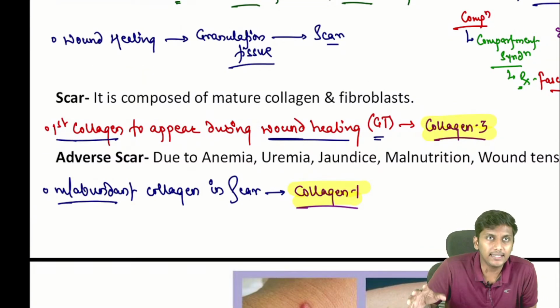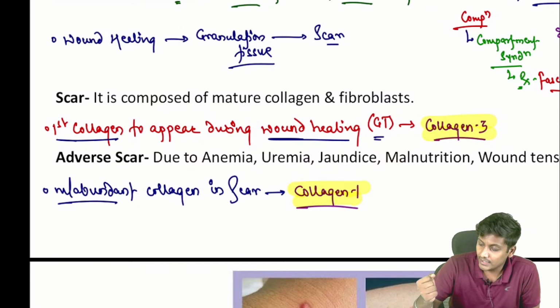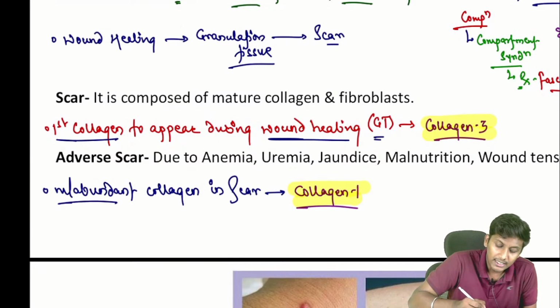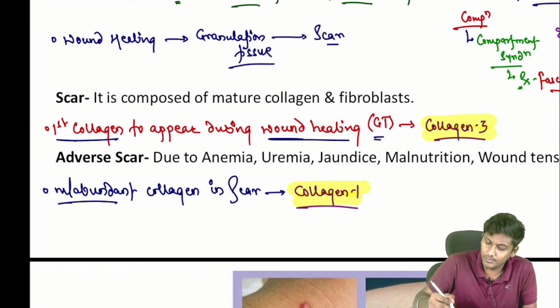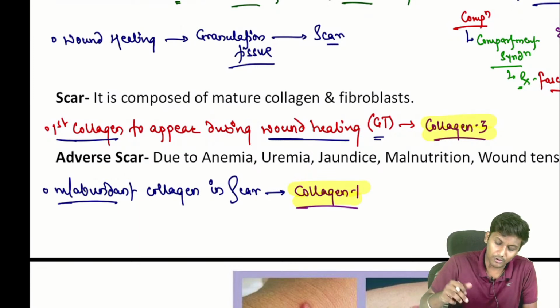When the wound is healing, when wound repair is happening, there is formation of a granulation tissue, and the first collagen to appear in this granulation tissue or during wound healing is collagen type 3. Then it has to be replaced by collagen type 1. And when ultimately the scar will be formed, then the most abundant collagen which will be present in the scar is going to be collagen type 1 itself. Okay? So that is important to be remembered.